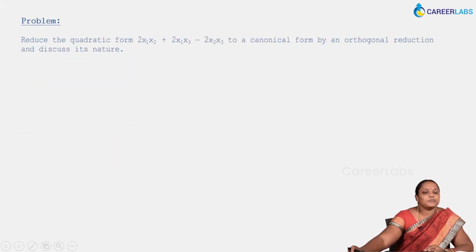So, now let us solve the problem. Reduce the quadratic form x1 x2 plus 2x1 x3 minus 2x2 x3 to a canonical form by an orthogonal reduction, and also we are supposed to find the nature. All these things in the same problem, okay.